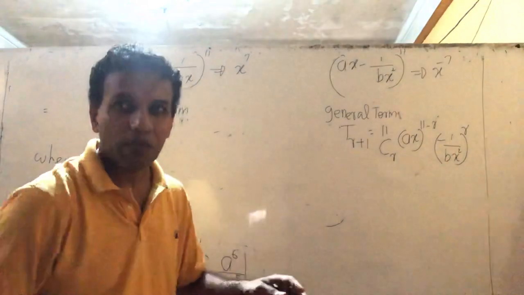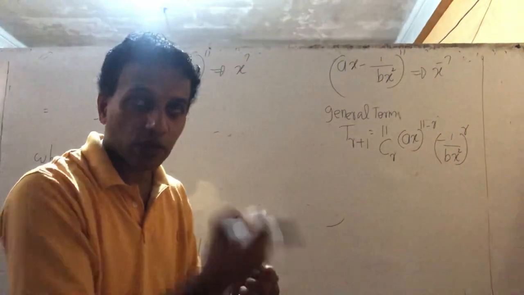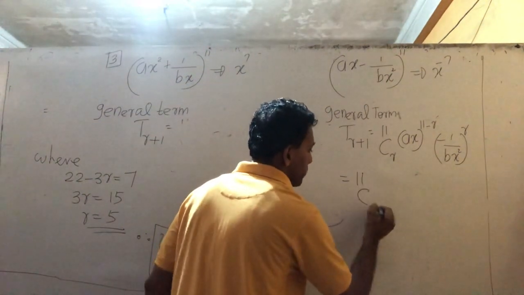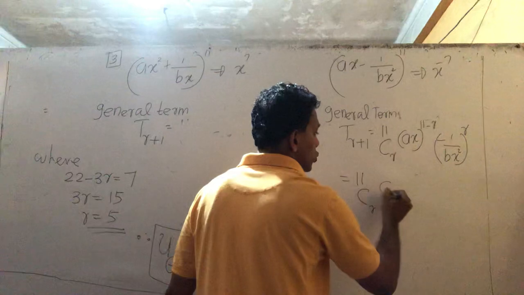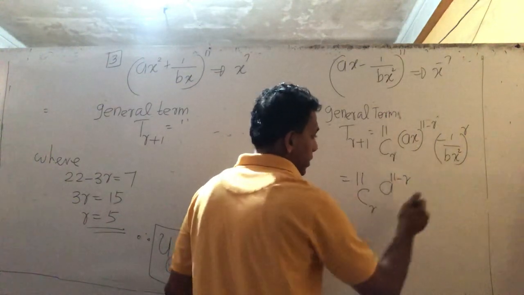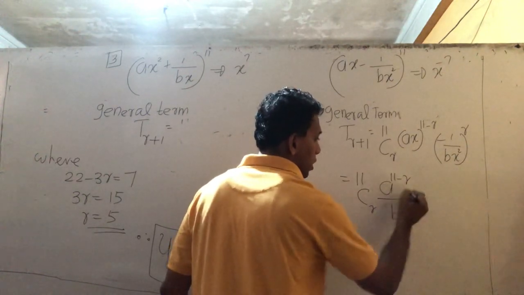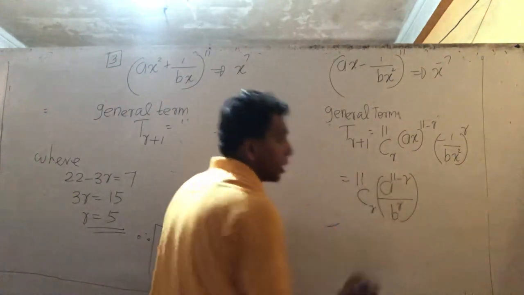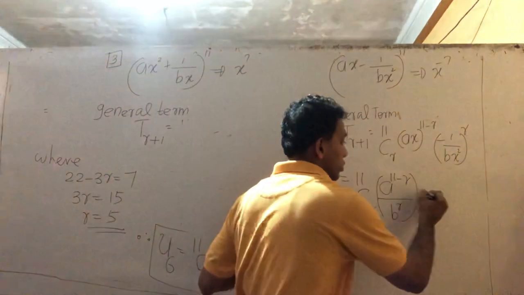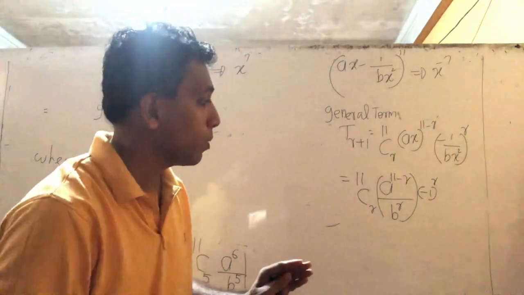Now follow, you can minimize the same idea. Now here, just don't do all the part once again, try to complete quickly. So 11Cr, here A to the power 11 minus r, can I write this over b to the power r, and minus 1 to the power r also available, minus 1 to the power r, right? That also available.